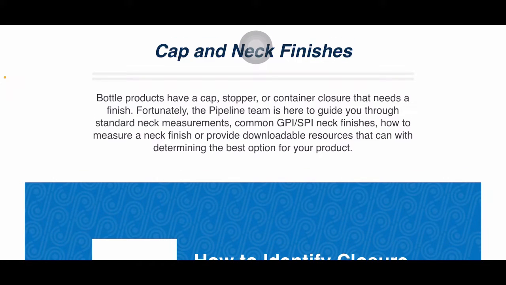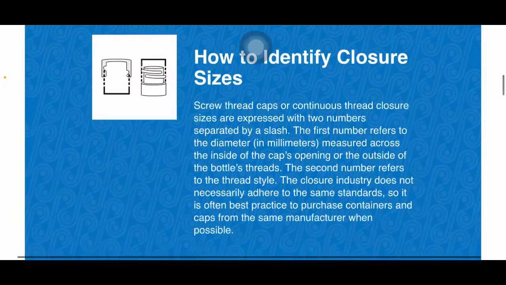So, anyhow, how to identify closure sizes? Screw thread caps or continuous thread closure sizes are expressed with two numbers separated by a slash. So you'll have something that's 58/400. This goes by millimeters, so the 58 is a 58 millimeter cap. The 400 is the cap style, the neck style. There's 400, there's 410, there's 415. Those are mostly the numbers that we use.